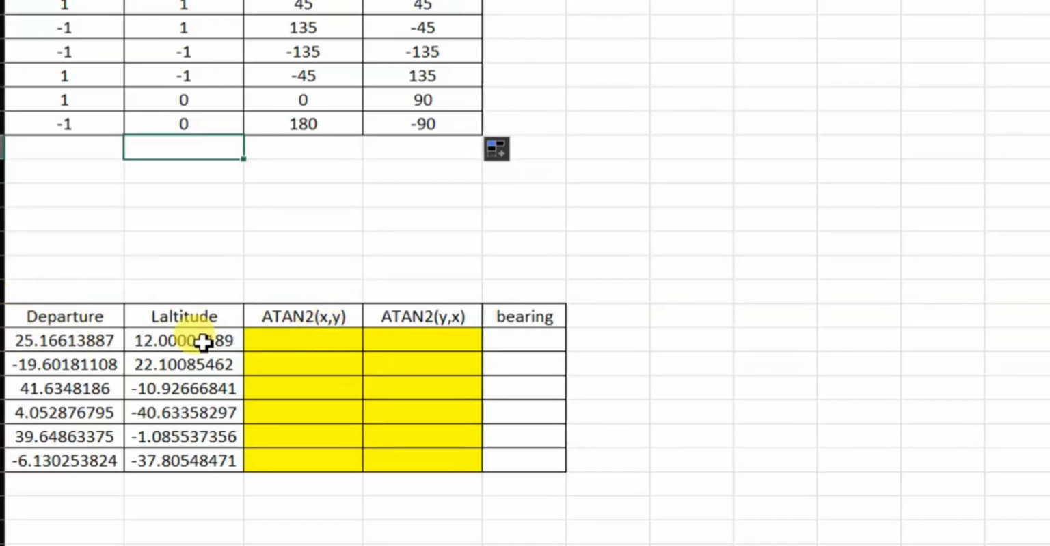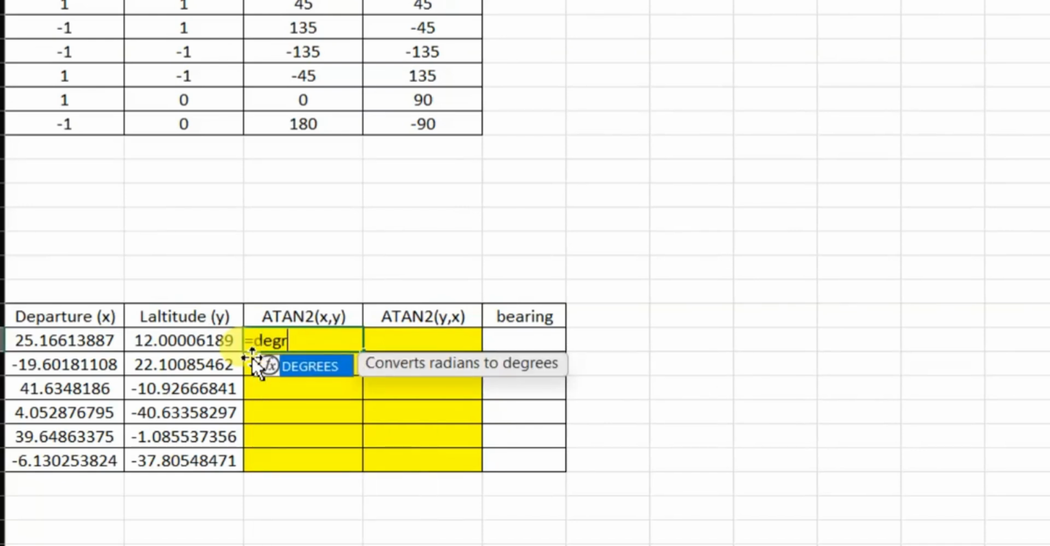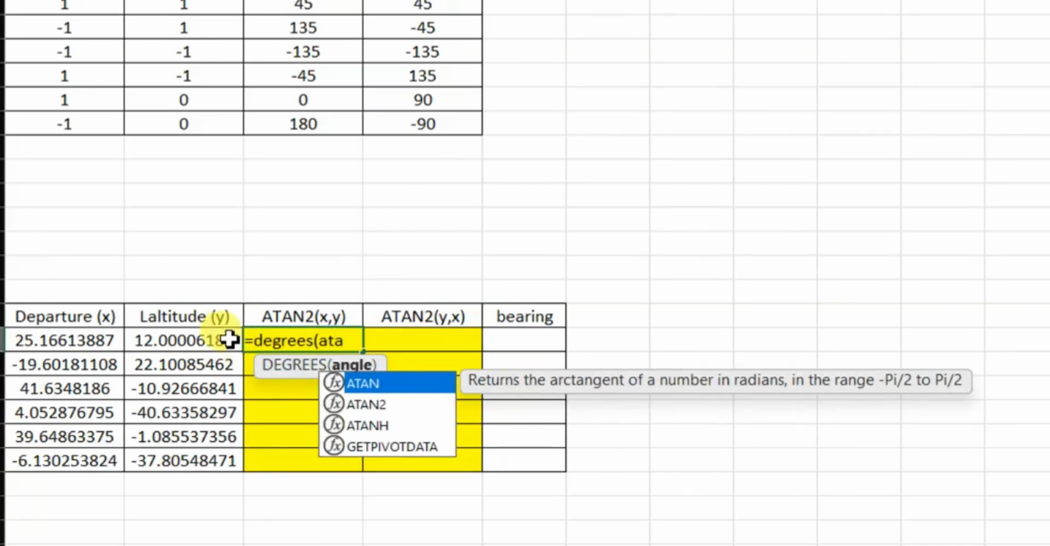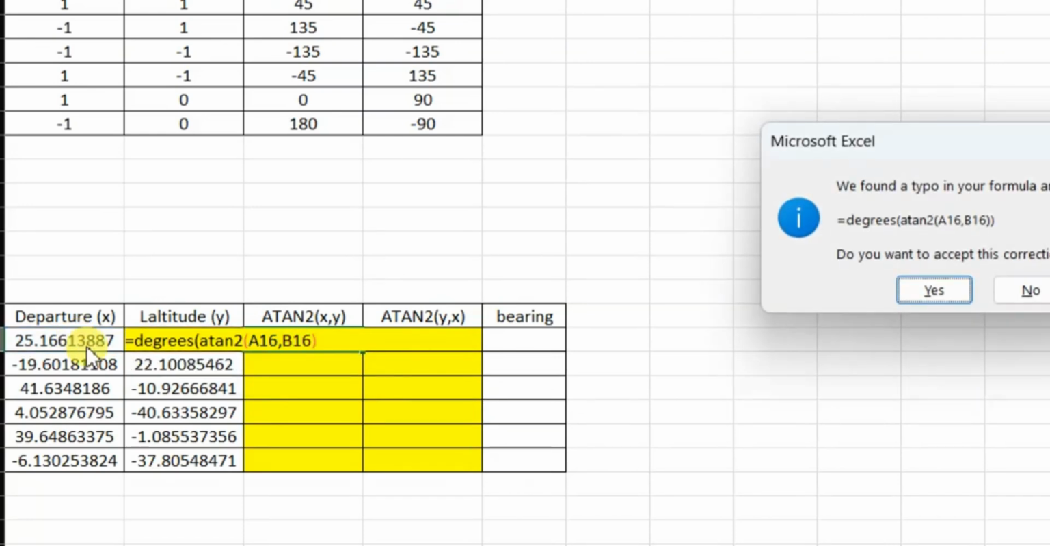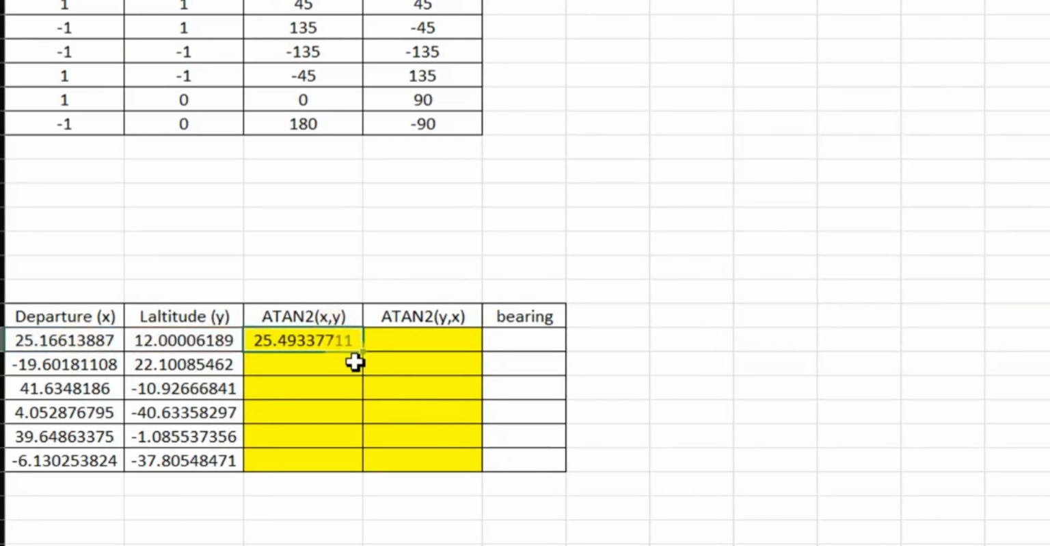So in surveying, if we are using the departure and latitude, departure is nothing but x and latitude is in the form of y coordinate, right? So this is the y coordinate. If we are using the ATAN2 function with x comma y, let's see. So let us see here. What does ATAN2 do? ATAN2 function, this is x, A16, and B16 is y, right? So ATAN2 is doing this. So the angle is coming like this, from the positive x-axis.